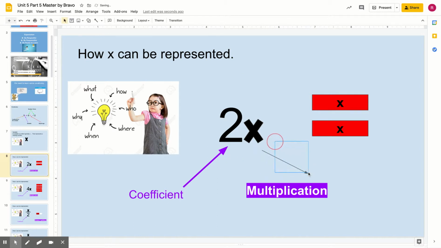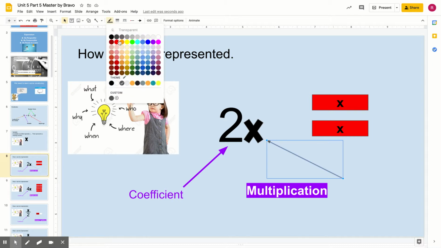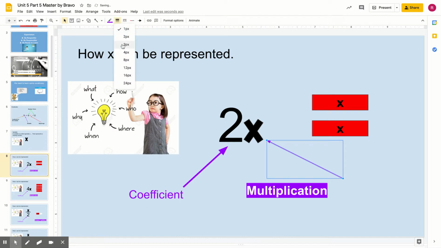So in this example, we have a coefficient of 2. That's in a relationship with the variable x. That coefficient is telling you that you have 2 multiples of x. So that relationship is held by the operation of multiplication. Once again, the coefficient and variable are held together through multiplication. With that idea, we can go ahead and look at some examples.